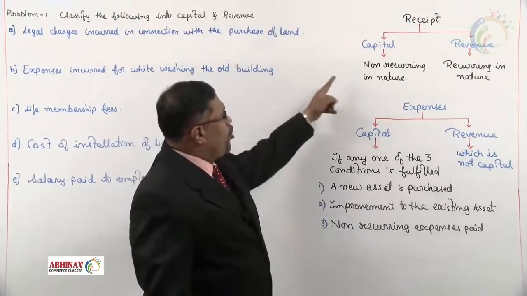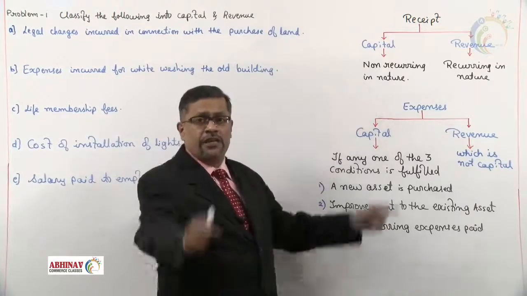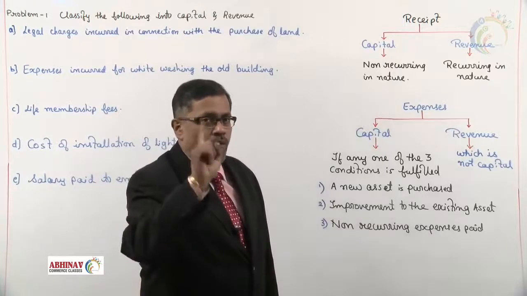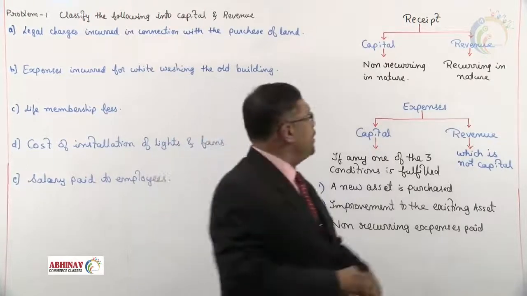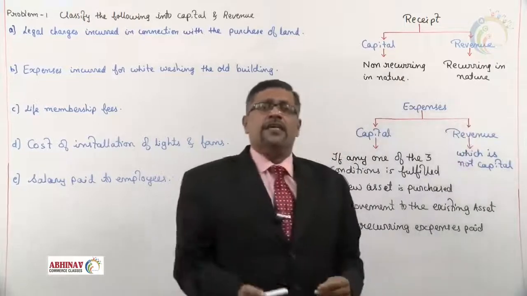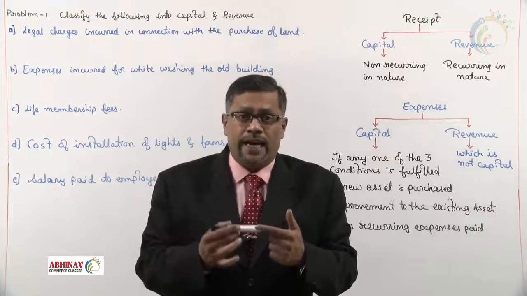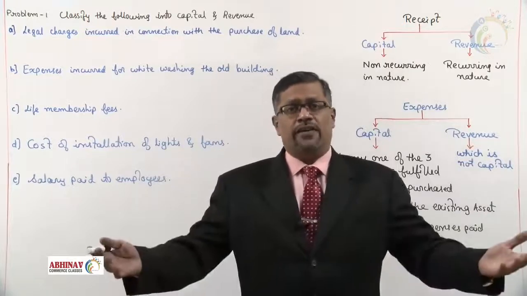A receipt is called a capital receipt when it is non-recurring in nature, that is, received only once, not again and again. Revenue, when it is recurring in nature, when we receive the income again and again, we call it a recurring receipt.